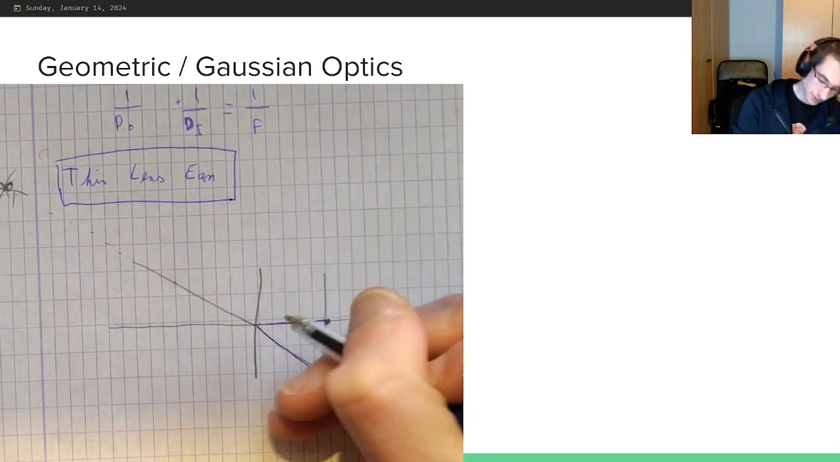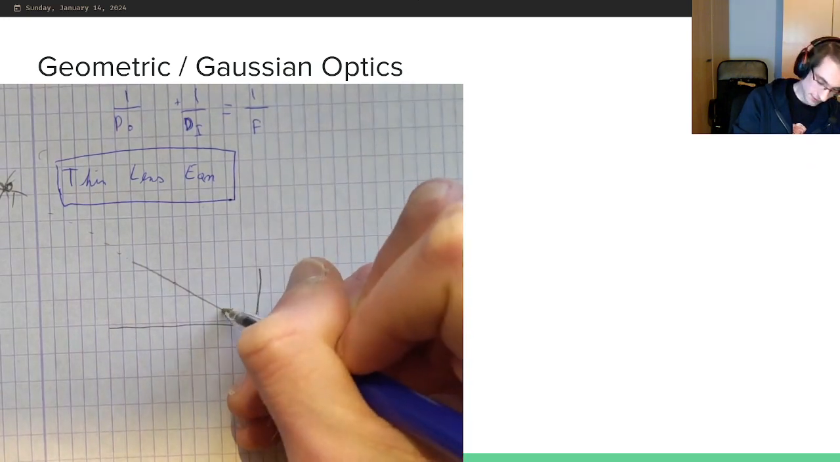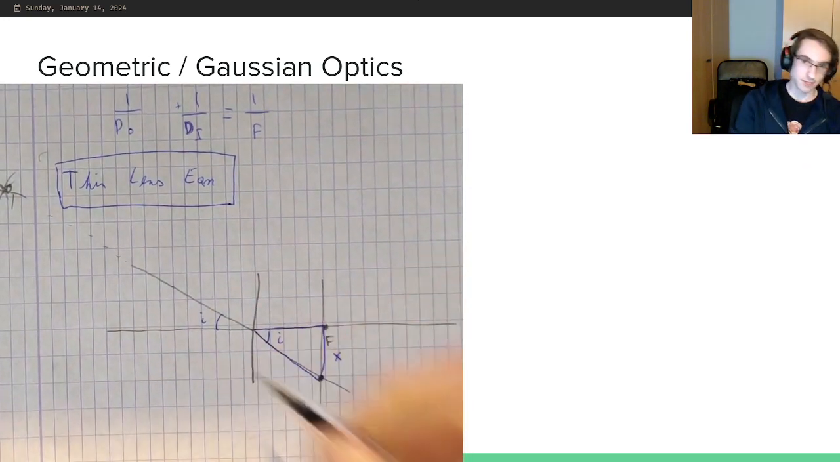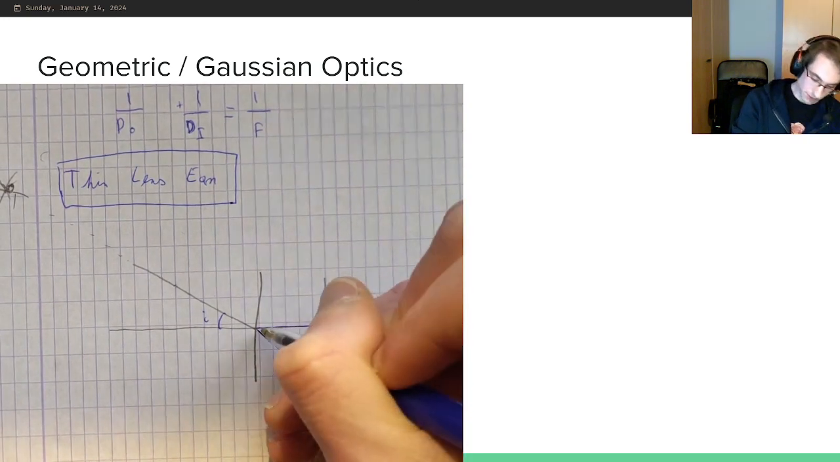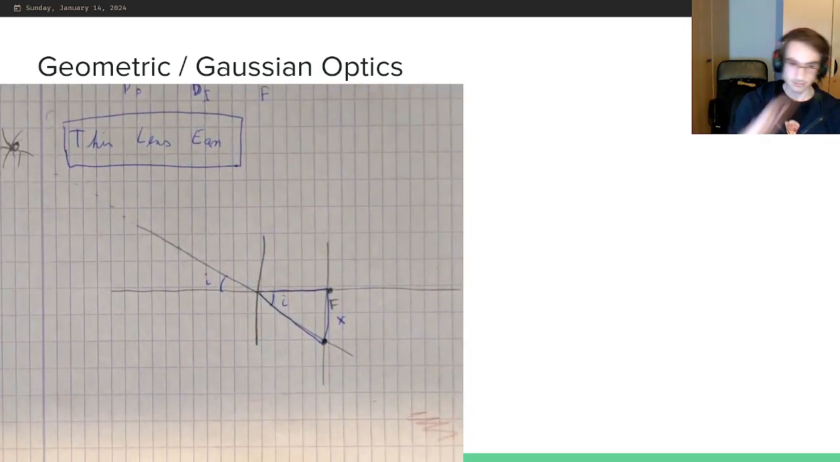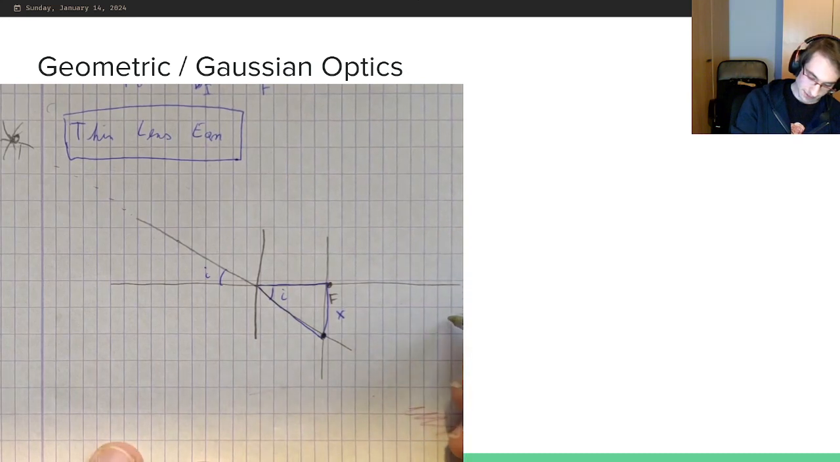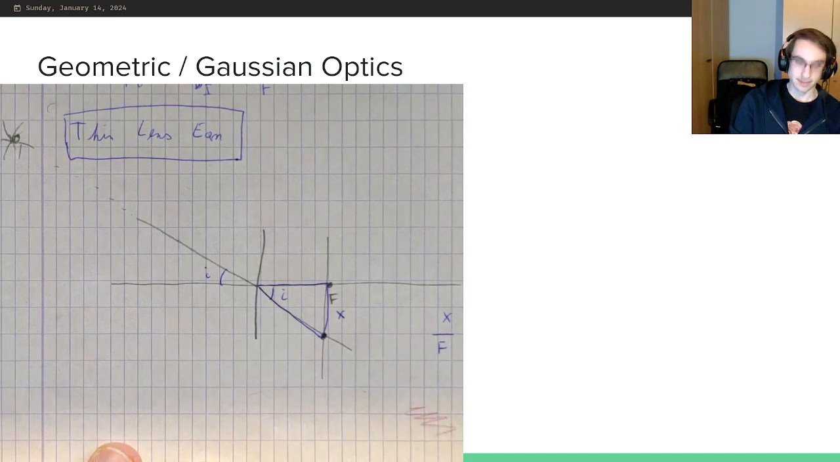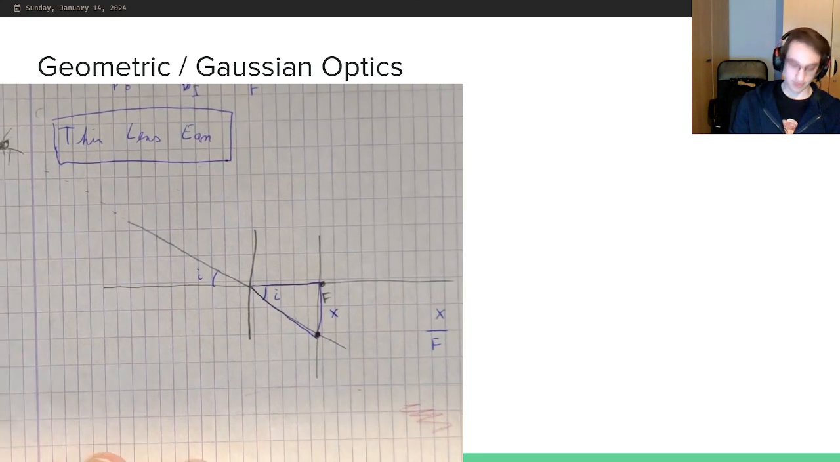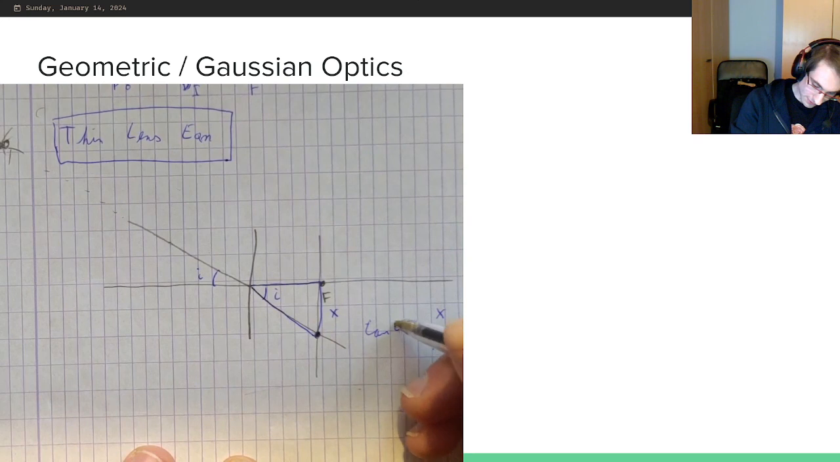In this triangle, we can find this angle. This is the incoming angle because this is the angle that the incoming beam makes with the optical axis. And we also know this distance, the focal length. And then this is very basic trigonometry. That means that this ratio x over f depends only on this incoming angle. Specifically, it is the tangent of this angle.